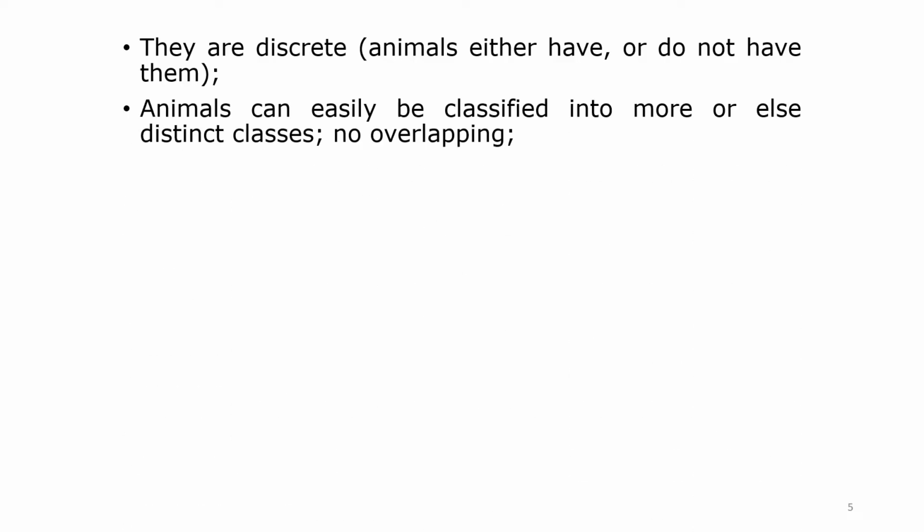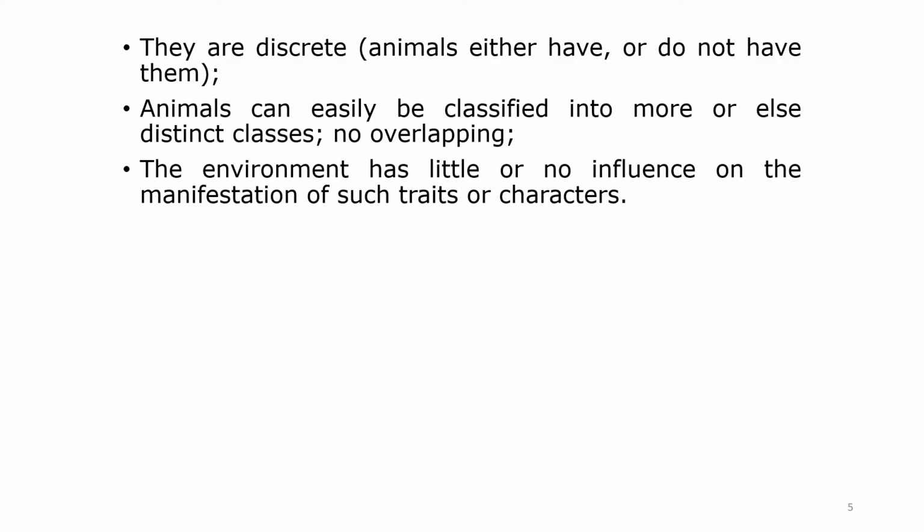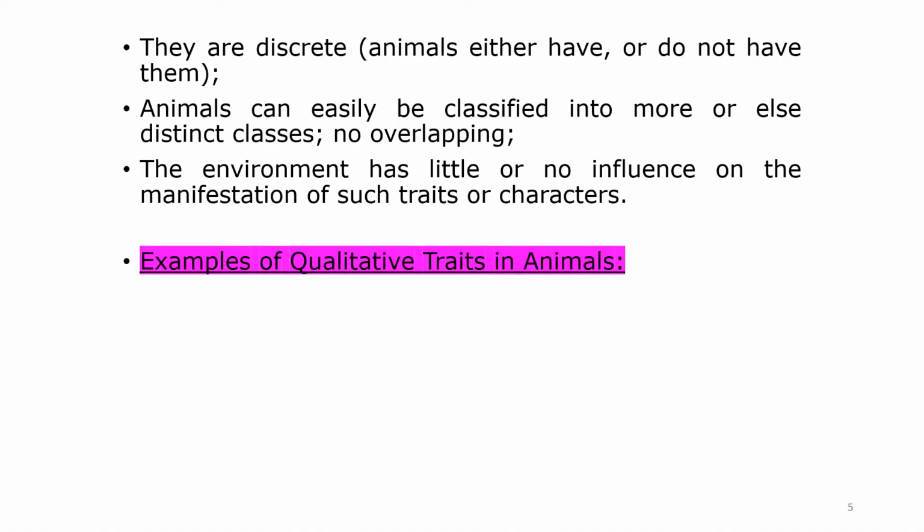And in this trait, animals can easily be classified into more or less distinct classes. We don't have much overlapping, and basically because they are controlled by very few genes. The environment has been found not to have much influence on the manifestation of qualitative traits. So the influence of environment is highly minimal.